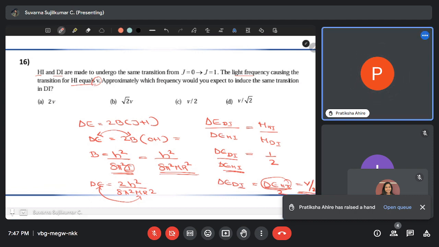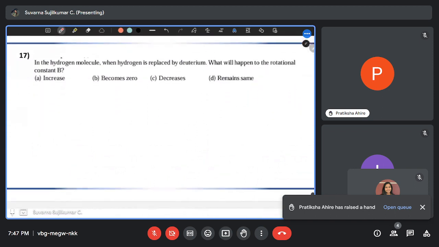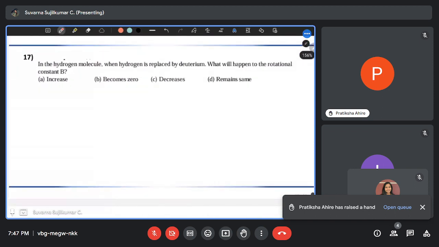Yes, ma'am. Thank you. Next question. In a hydrogen molecule, when hydrogen is replaced by deuterium, what will happen to the rotational constant? Does it increase, decrease, become 0, or remain the same? So this is all a relation-based question. We have to know the equation, how they are related, and think appropriately.